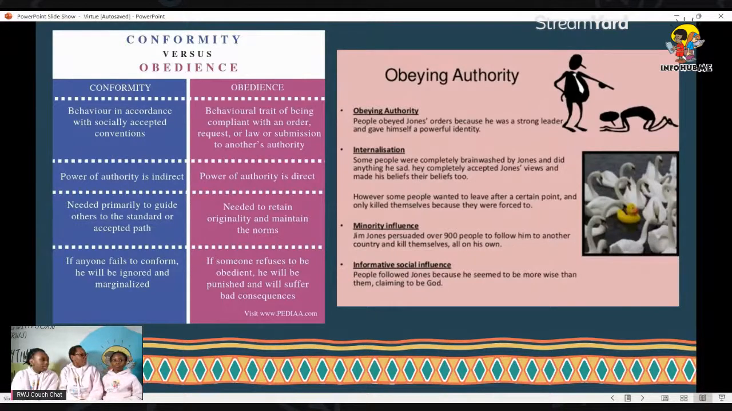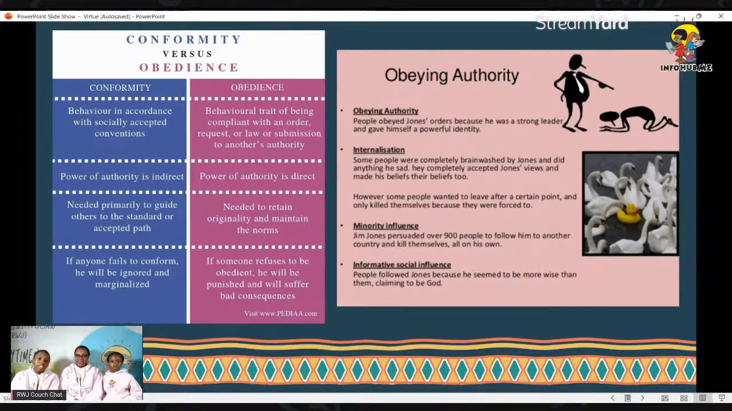Okay. Read the obedience version. Behavioral trait of being compliant with an order, request, or law or submission to another's authority. So again, it is compliance to an authority, while the other one is socially acceptable, everybody just doing it. So you can obey a conformity, you can obey a social order, and you can also obey an actual order given by an authority. So obedience is the law, conformity is the community. Okay, making sense. So what's the second one?